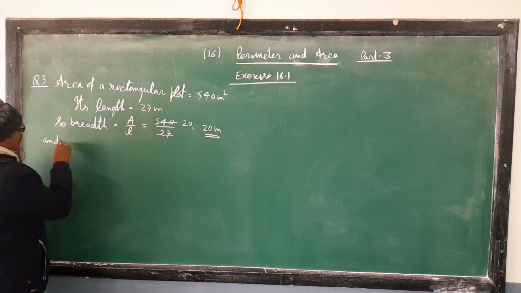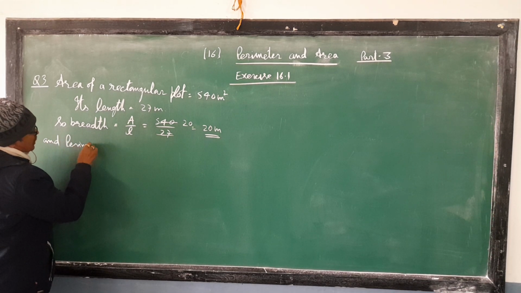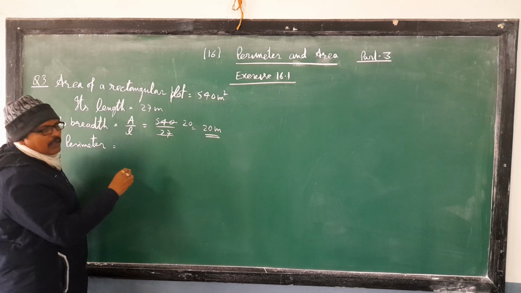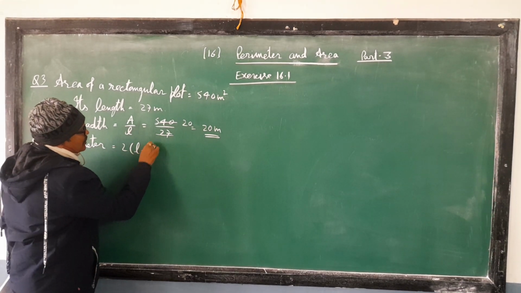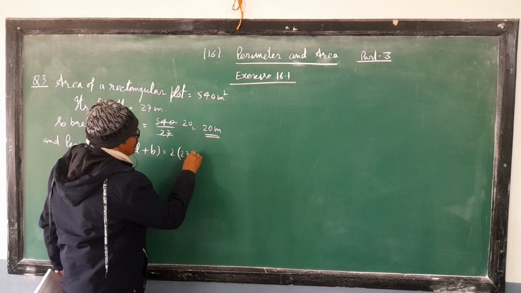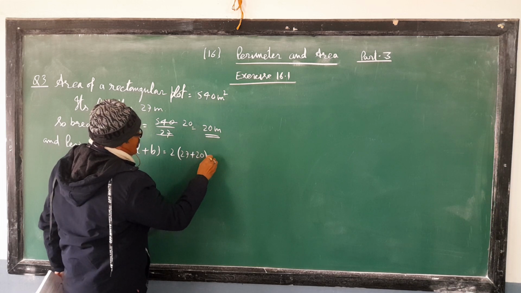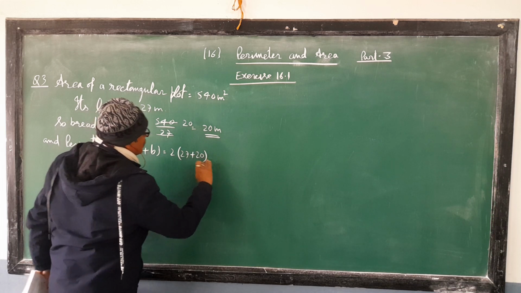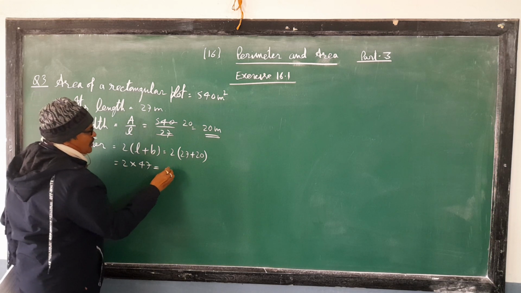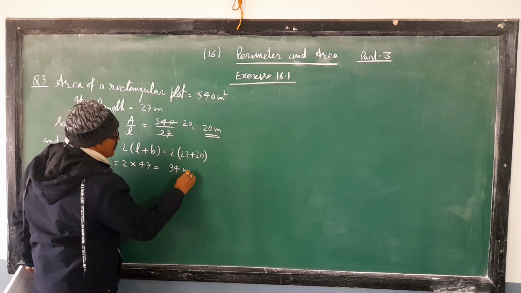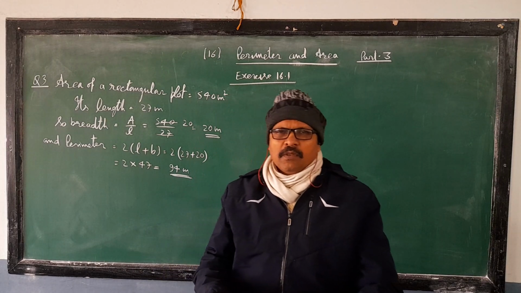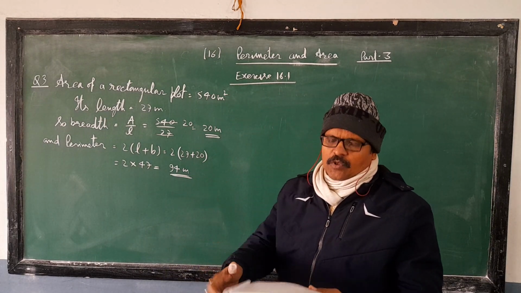And perimeter, what is the formula for perimeter? 2(L+B) is equal to 2, length is 27 plus breadth 20, is equal to 2 into 47, 94 meter. So perimeter of the plot is 94 meters. All of you understood? Okay.